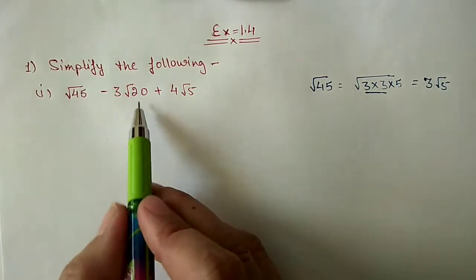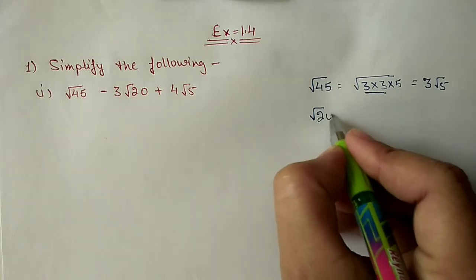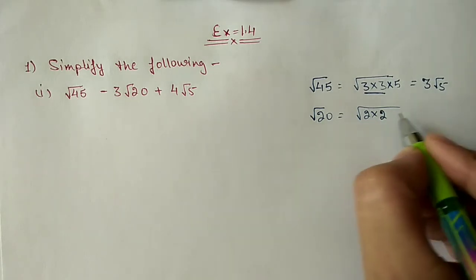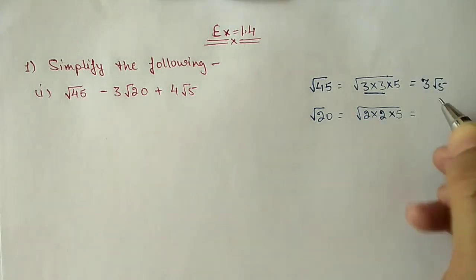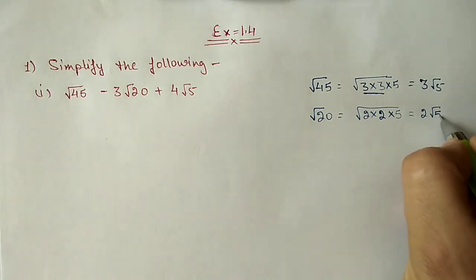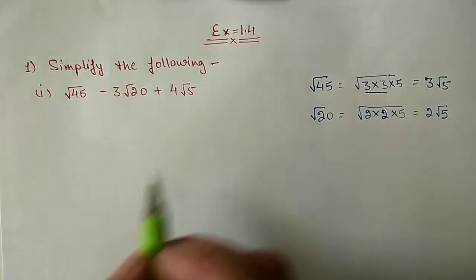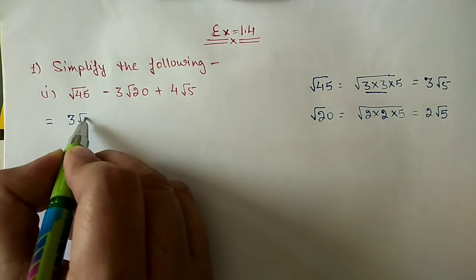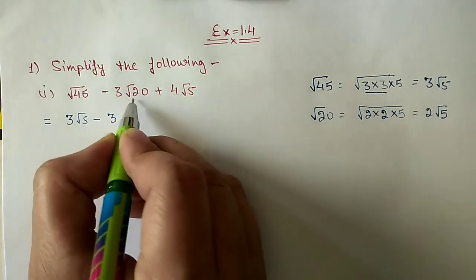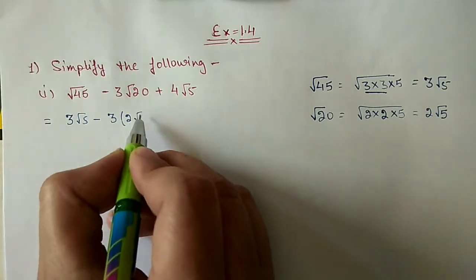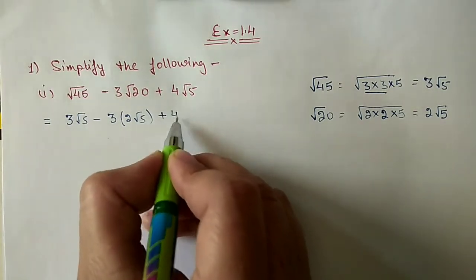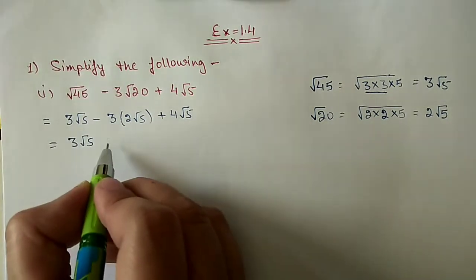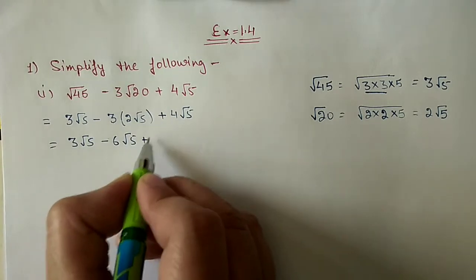Now similarly this root 20 also we will simplify. Root 20 we can write as 2 into 2 into 5: 2 times 2 is 4, and 4 times 5 is 20. So we can write it as 2 root 5, and this root 5 is already in simplified form. So now we will replace the values. Root 45 we can write as 3 root 5, minus 3 is as it is, and root 20 we can write as 2 root 5, plus 4 root 5 as it is. 3 root 5, and this we can write 3 into 2, 6 root 5, plus 4 root 5.